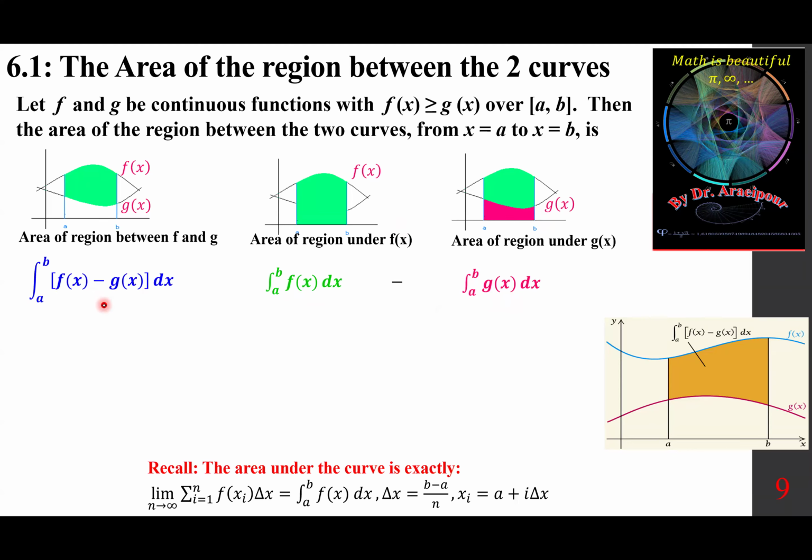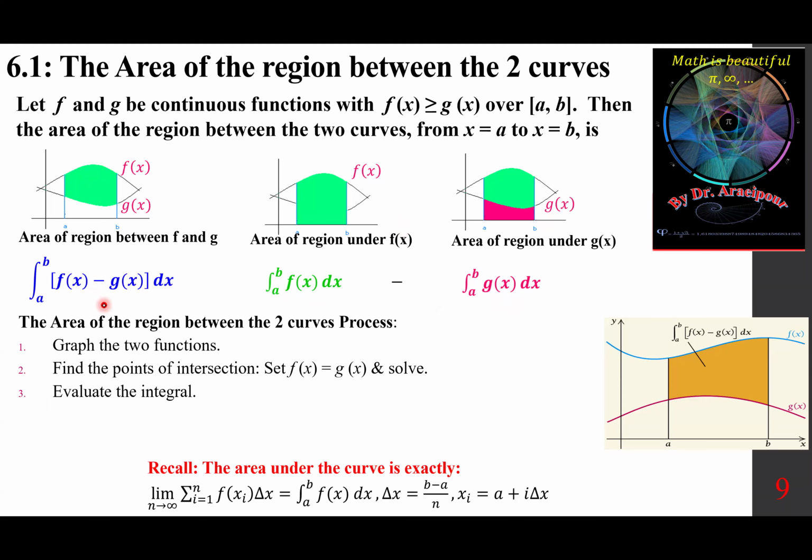So what is the procedure? The area of the region between two curves process. Number one, graph the two functions. Number two, find the points of intersection by setting f of x equals g of x and solve. Number three, evaluate the integral between the points of intersection.